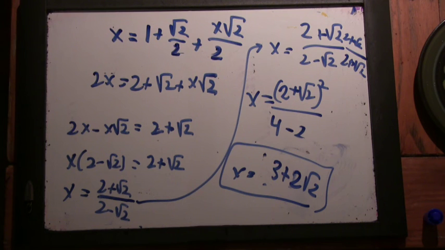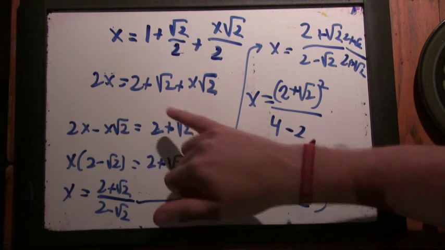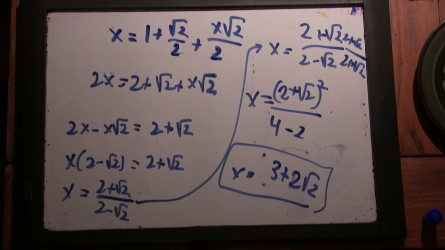All right. Did you follow that? Yeah. Okay. So the basic thing you want to do is group the x's together, even though they have weird multiples. Okay. So x equals 3 plus 2 root 2. Let's go to the next one.